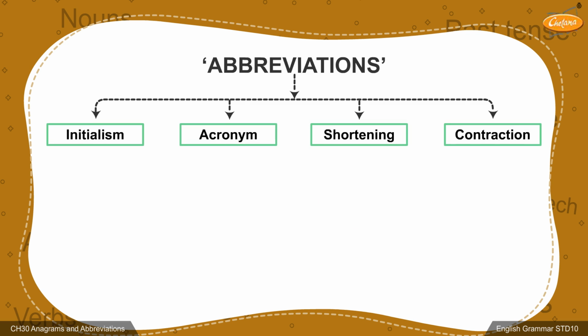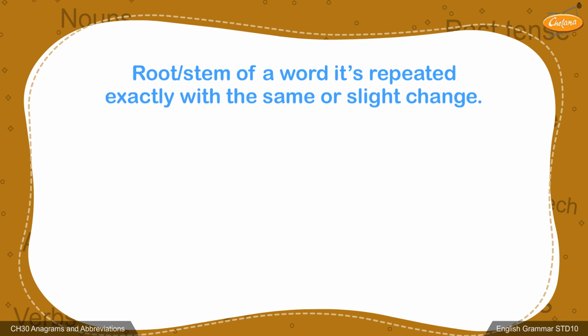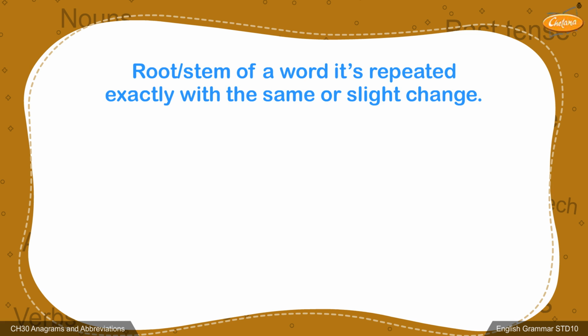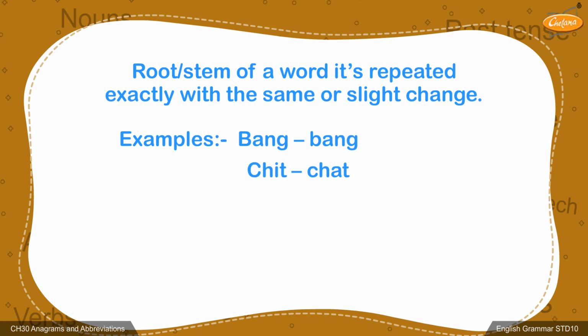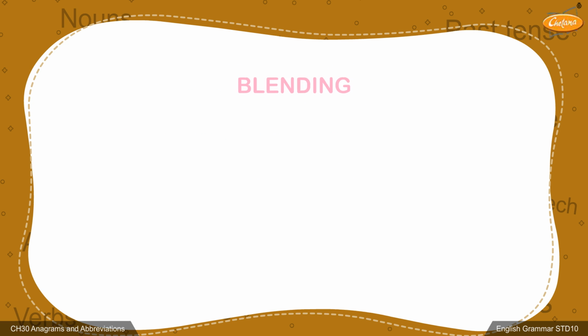Now that we are done with the four main types of abbreviations, let's consider some forms of abbreviations. In reduplication, the root stem of a word is repeated exactly or with a slight change. In the words bang bang, the word has been repeated exactly for emphasis. However, in the word chit chat, the root word has been used twice with a slight change.